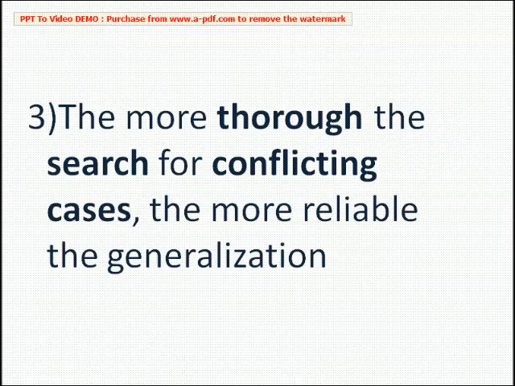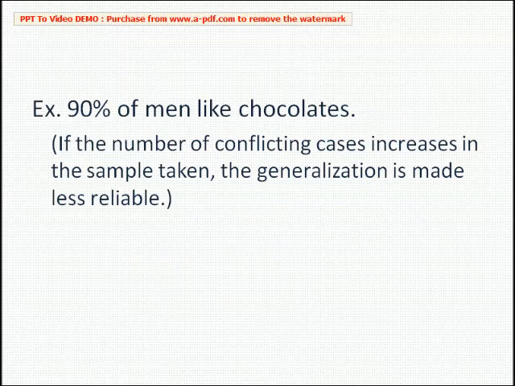Lastly, the more thorough the search for conflicting cases, the more reliable the generalization. For example, 90% of men like chocolates. If the number of conflicting cases increases in the sample taken, the generalization is made less reliable.